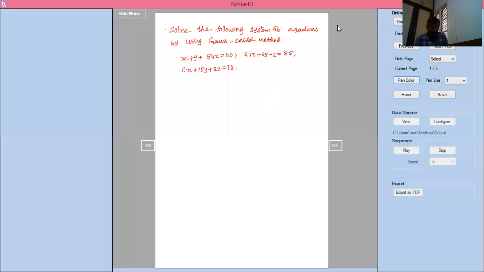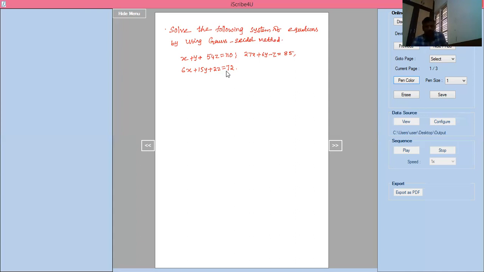Right. Next question has been taken. Solve the following system of equations by using the Gauss-Seidel method. You know already that whenever Gauss-Seidel comes, the system of equations should be diagonally dominant; only then can we apply the Gauss-Seidel method. Here we can see x plus y plus 54z equal to 110 is one equation. 27x plus 6y minus z equal to 85 is another equation. 6x plus 15y plus 2z equal to 72 is another equation.